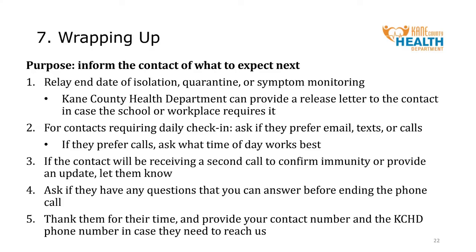If the contact was not able to provide evidence of immunity during the first call, for instance, if they are allegedly vaccinated but need to reach out to their school to get their vaccination records, or if they will be needing some sort of update regarding the requirements, let them know that you will be calling them a second time within 24 to 48 hours to retrieve that information.